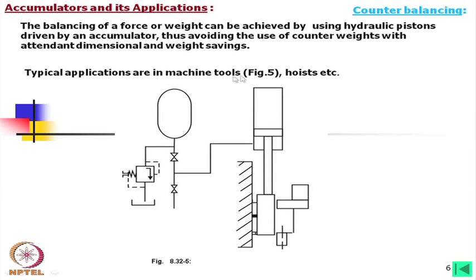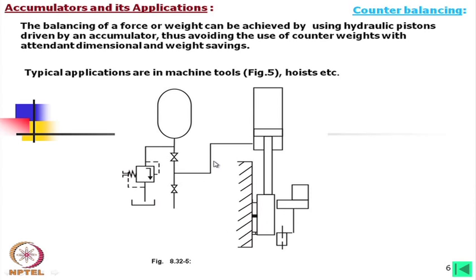Typical application is machine tool hoists, I would say small hoists, not big hoists. In that case, the pump is not shown, but there is one stopcock, not a non-return valve. This is just to show the schematic diagram; it can be replaced by a non-return valve also. We find the relief valve is here on the accumulator side, and then it is connected to this side.